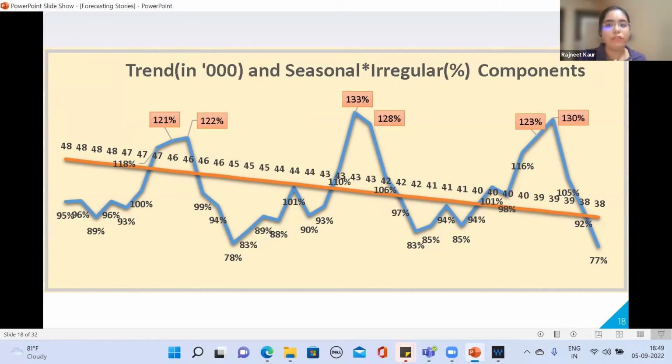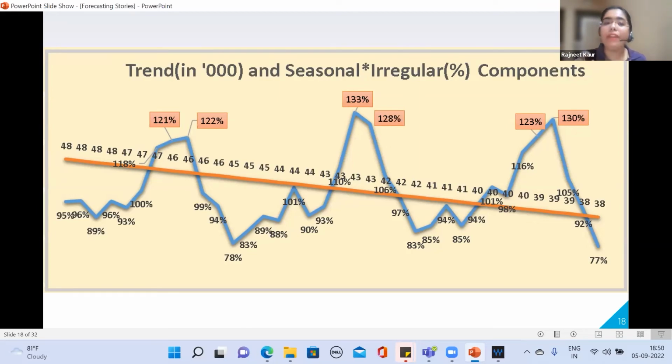So let's see, first of all, what are our observations? The first observation, look at the orange line. In just 3 years' time, we are reducing from 48K to 38K. That's a whopping 20% drop. So our trend is definitely reducing, right?